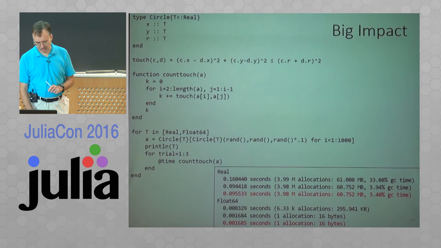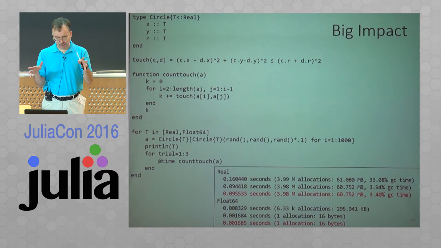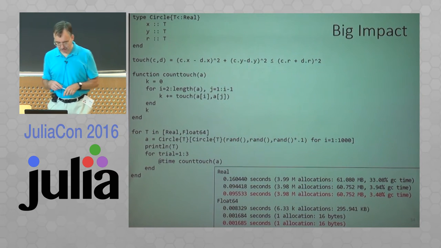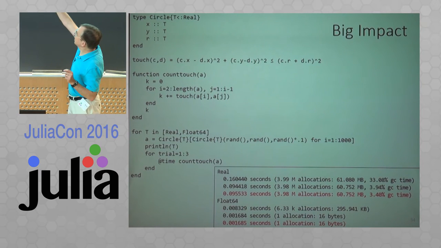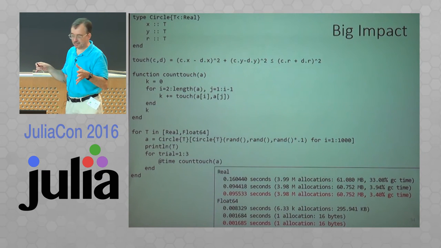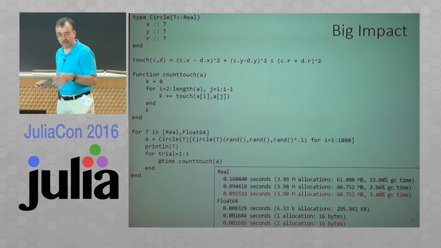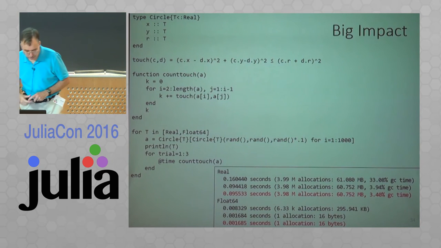Yeah, there's some funny rules on that, because I remember if I leave out the parameter, I just construct it, it'll deduce the parameter. Like the earlier question about the inner one with the three rands, if I left out the T, yes, it would just construct a circle of float 64.